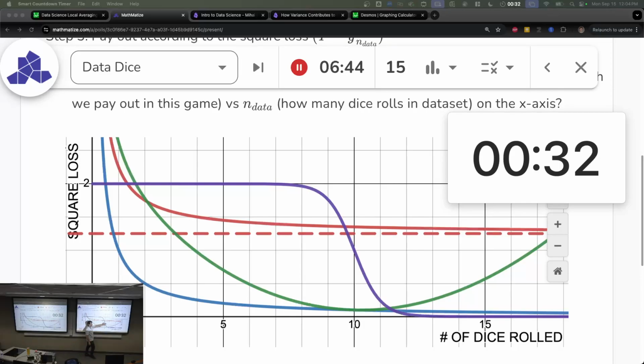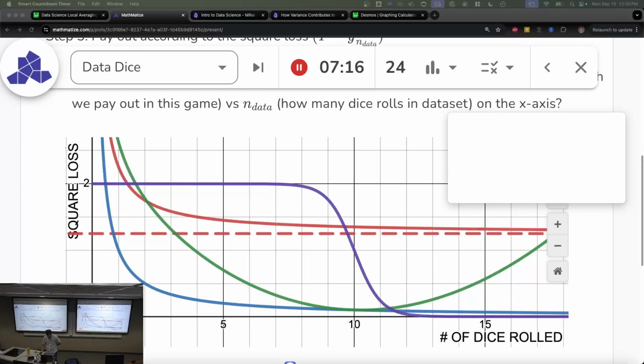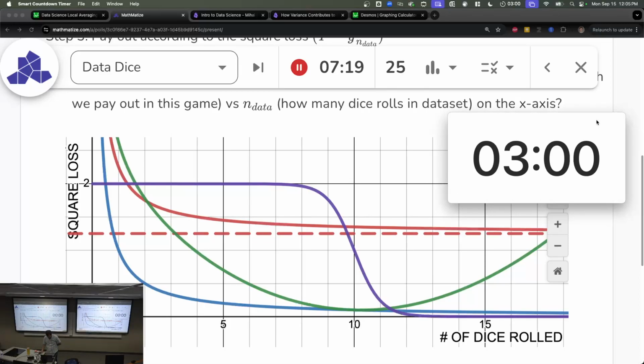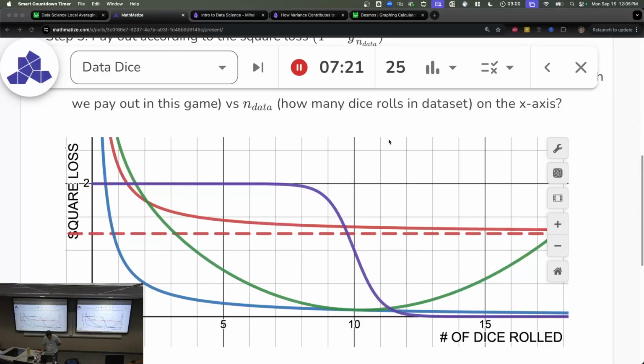Okay, there's 30 seconds left, so put in whatever your best guess is as to which graph you think it is, and we'll discuss based on what you chose. Okay, just a couple more people to get in. A couple seconds left. Okay. Very exciting. Let's see what you said.